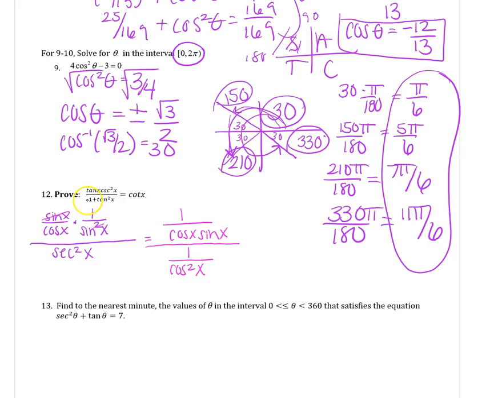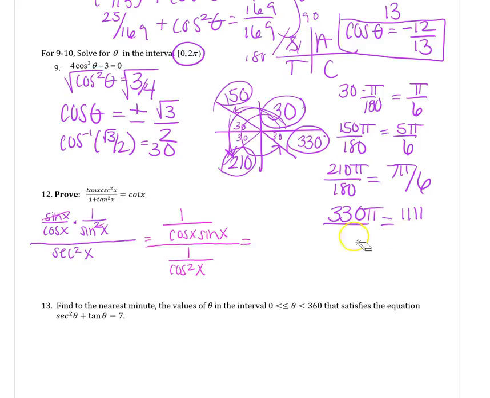Now, some of you may have noticed right away that 1 plus tangent squared is secant squared and then jump to rewriting it. Don't do that. It's a proof. Make sure you're showing each of your steps. Now, if it wants you to divide fractions, divide the fractions.